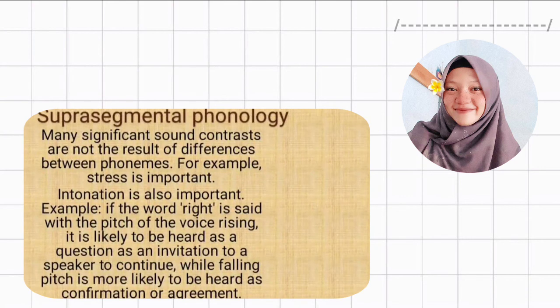Intonation is also important. If the word "right" is said with the pitch of the voice rising, it is likely to be heard as a question or as an invitation to the speaker to continue, while a falling pitch is more likely to be heard as confirmation or agreement. This example shows sound contrasts that extend over several segmental phonemes, and such contrasts are called suprasegmental.